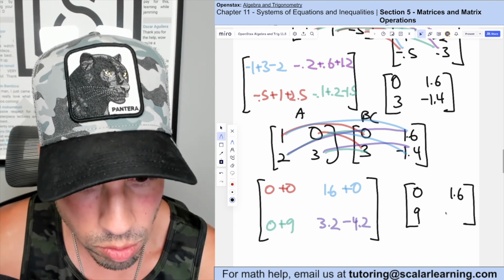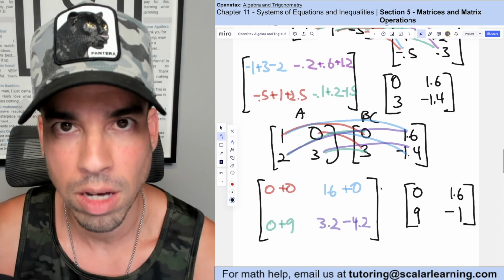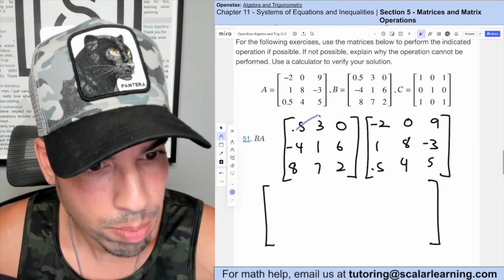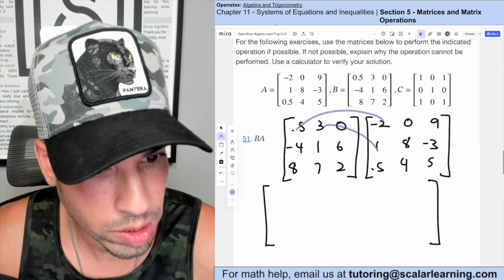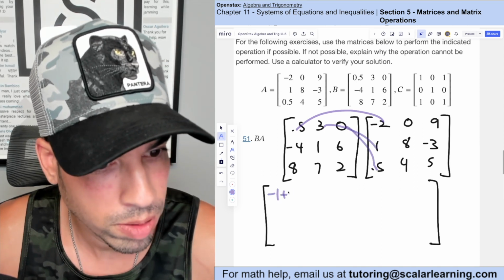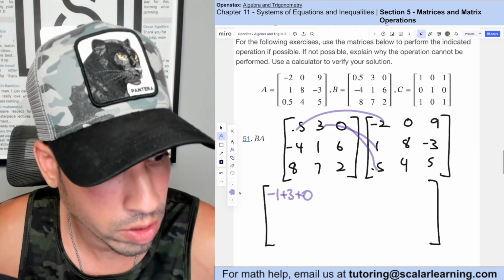3.2 minus 4.2 is negative 1. That's how you do it. Done. So here we're doing b times a, so let me write that out. So starting off, we got 0.5 times negative 2, 3 times 1, 0 times 0.5. So that is negative 1 plus 3 plus 0, okay?